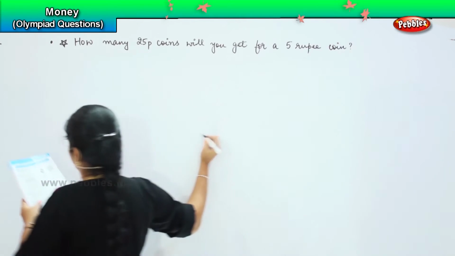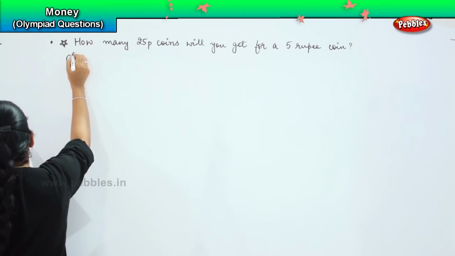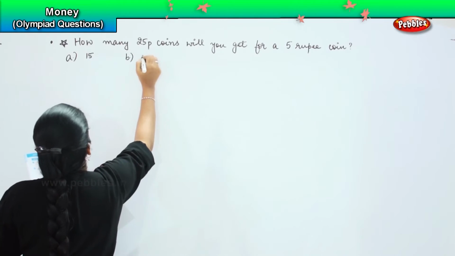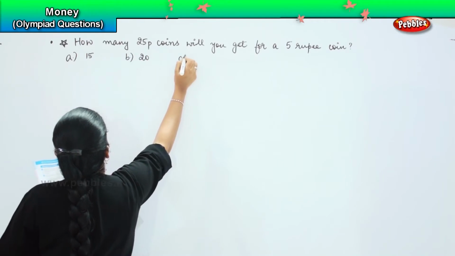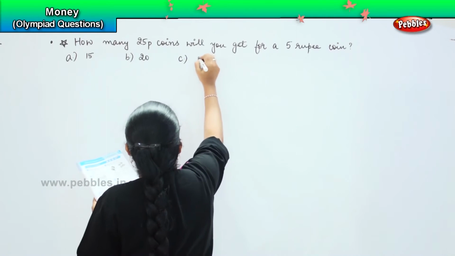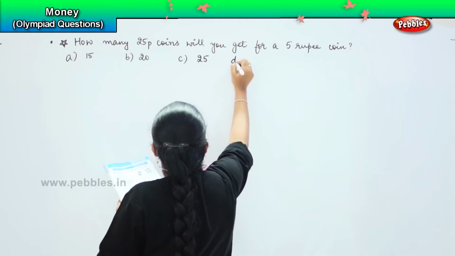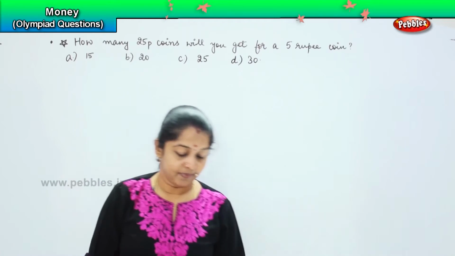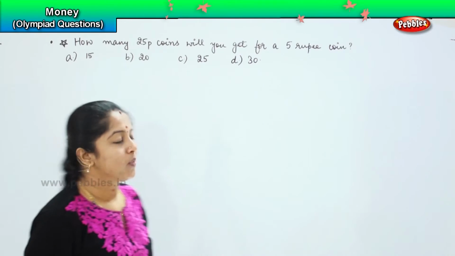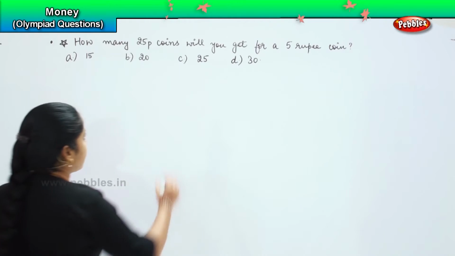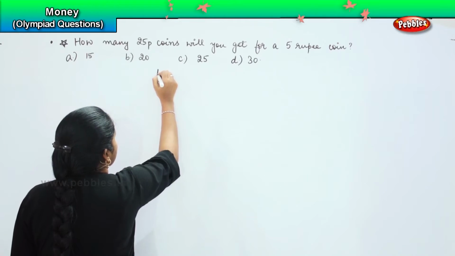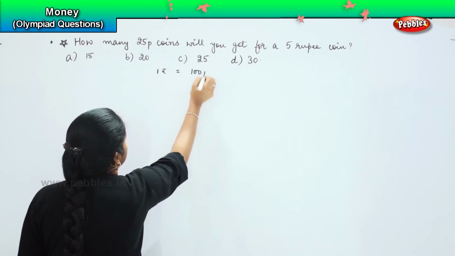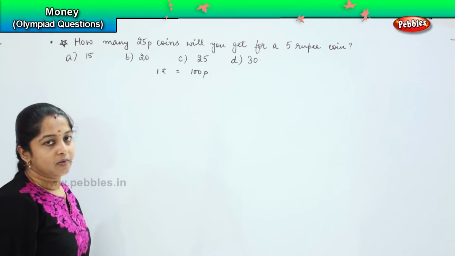Okay, your options are A 15, B 20, C 25 and D 30. Okay, so now it's a tricky question. We have learned that 1 rupee is equal to 100 paise, right?